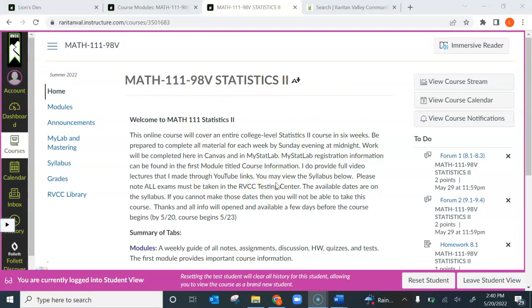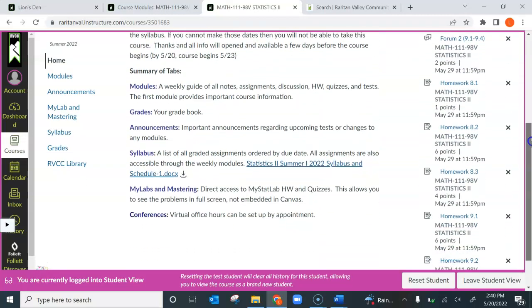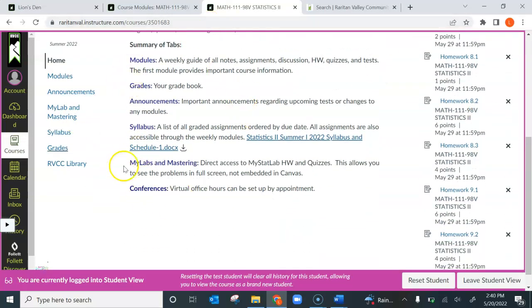When you first get on Canvas, this is what you'll see. This is the student view. I take you right to this homepage screen. Many of you have seen it already. If you've already looked at the course, this is what's been available to you. It gives you a little summary of the modules that you have over here on the side and what they do. We'll get to the actual modules in a second, and that is our weekly guide of all our notes, assignments, discussions, homeworks, and pretty much everything you need.